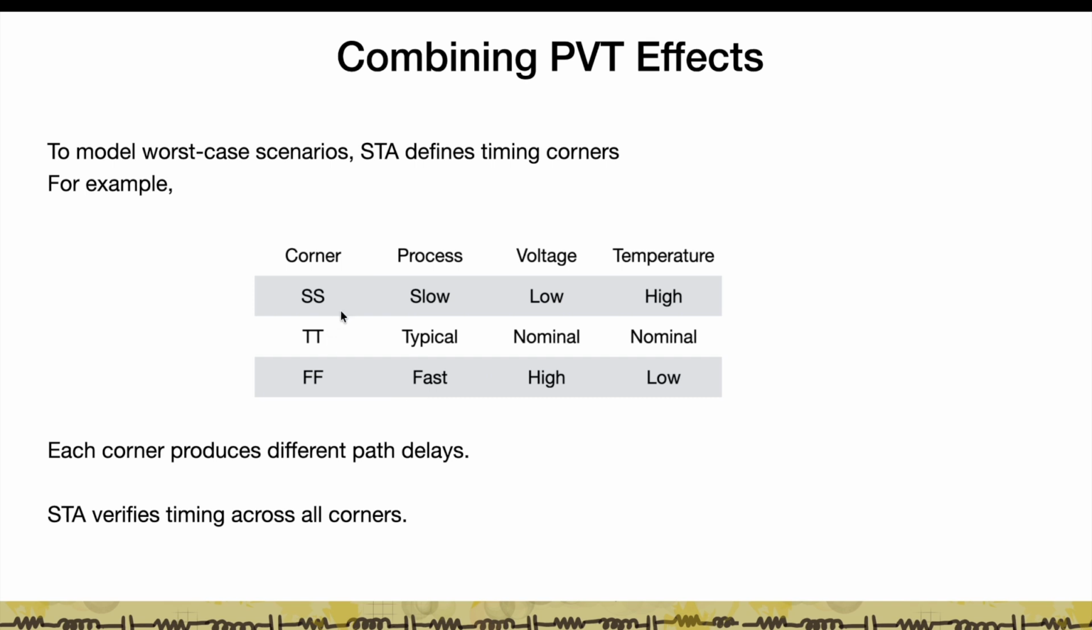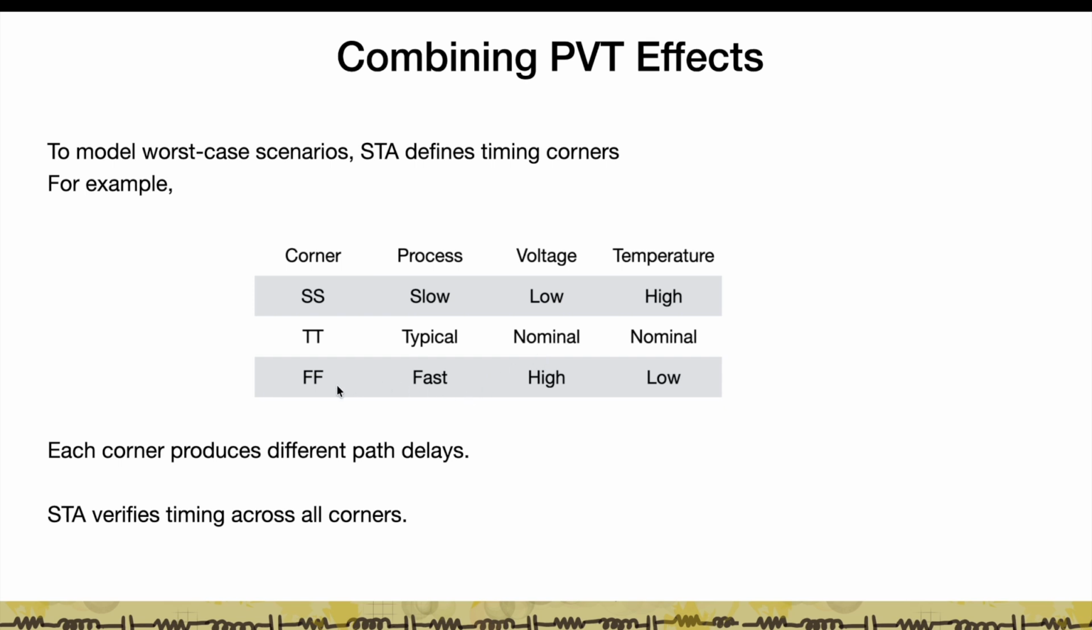The SS corner, that is slow process, low voltage, and high temperature, stacks all three factors in the direction of maximum delay. Everything conspires to make gates as slow as possible. The TT corner, typical process, nominal voltage, nominal temperature, represents the middle of the road. This is roughly what you'd see in a benchtop characterization.